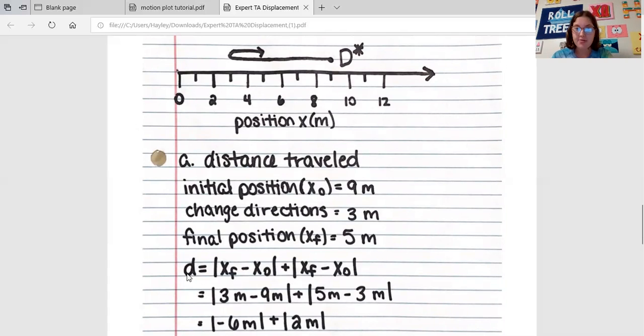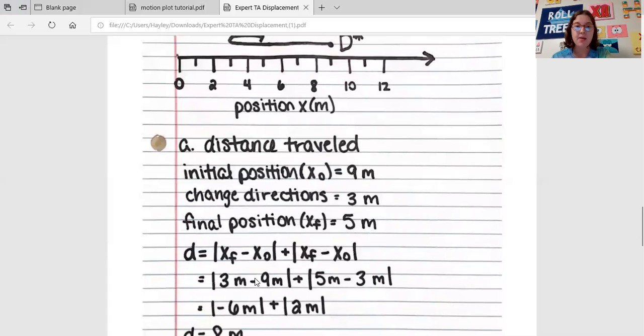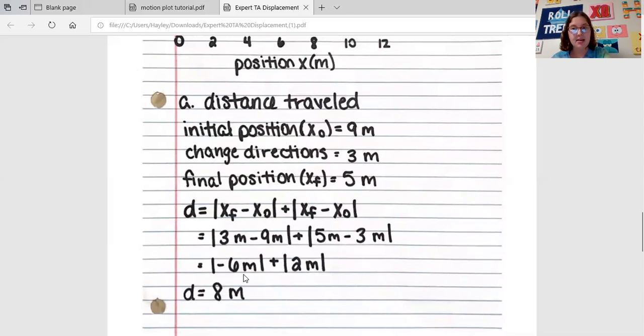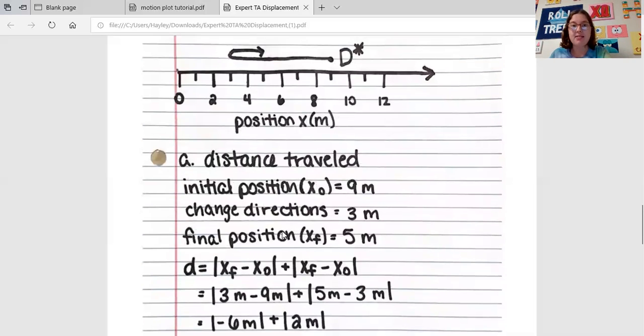We're using the absolute value because the direction does not matter here. So for this first line segment, the final position is going to be this 3-meter mark for just this section. So we're going to do the absolute value of 3 meters minus the initial position of 9 meters, plus the absolute value of 5 meters minus 3 meters, for 5 meters being the final position, 3 being the initial position. And then that's going to work out to be the absolute value of -6 meters plus the absolute value of 2 meters, which works out to be a distance traveled of 8 meters for path D.